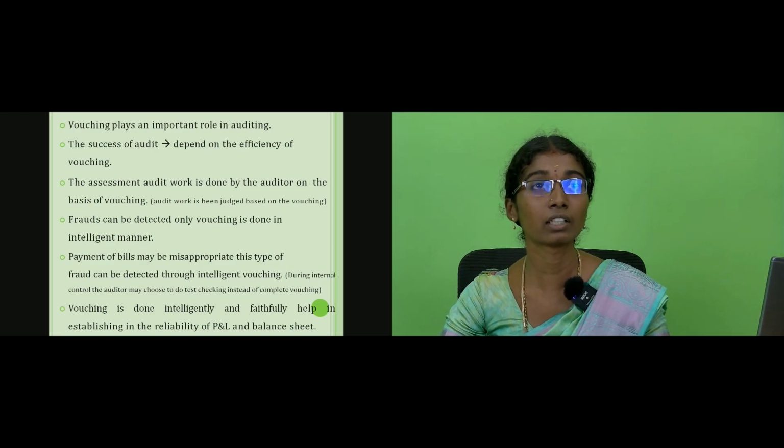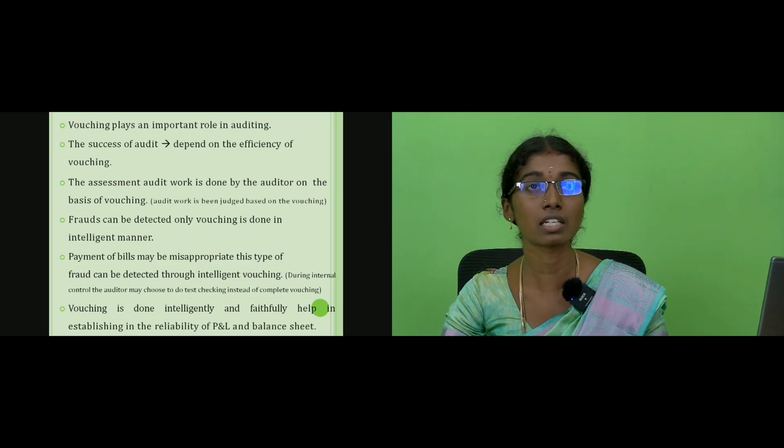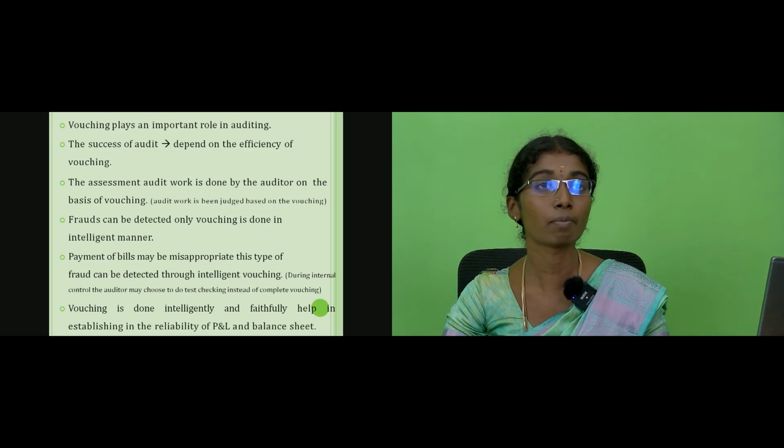Frauds can be detected only by way of vouching that is done in an intelligent manner. We can see the term in detail in the next coming point. Payment of bills may be misappropriated. This type of fraud can be detected through intelligent vouching. So in this case, we should note what intelligent vouching is.